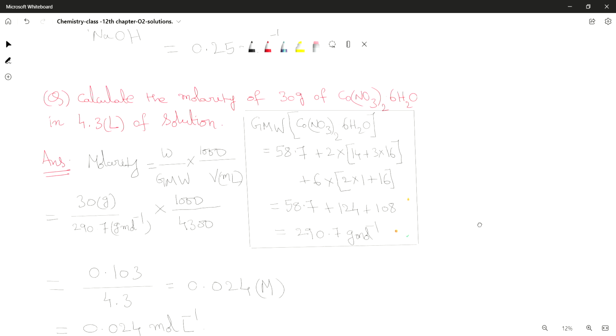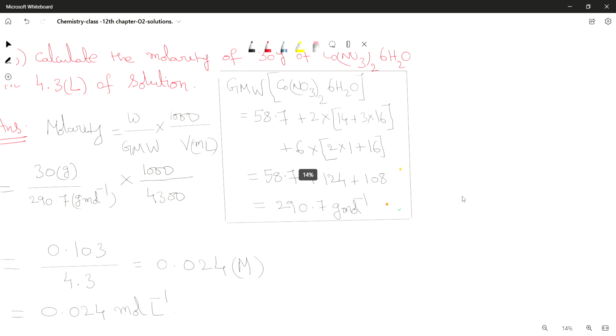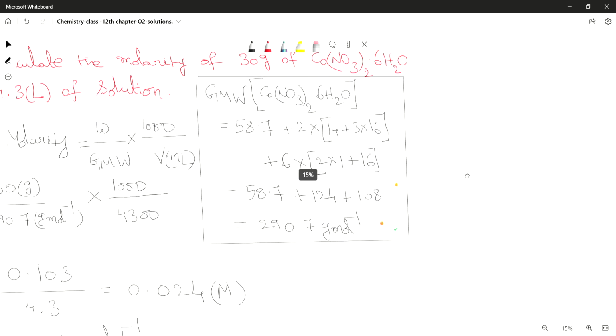The next one is: calculate the molarity of 30 grams of cobalt nitrate 6H2O, Co(NO3)2 6H2O, in 4.3 liters of solution. So in this box I have written how to calculate the molecular weight of the cobalt nitrate 6H2O. The cobalt accounts for 58.7 plus 2 times 14 for that of nitrogen, and oxygen is 16. I'll slightly zoom this so that you can see it clearly.